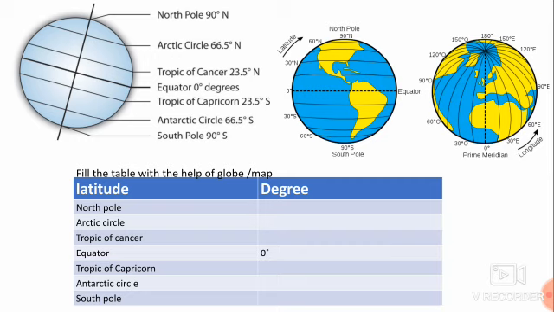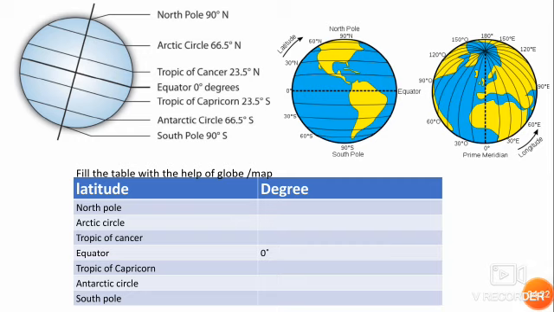And the Antarctic Circle, 66.5 degree S. Why do you have to mention S there? It is the southern part, so you have to mention S. And the South Pole, it is 90 degree S. Like that you have to complete the table in your textbook.